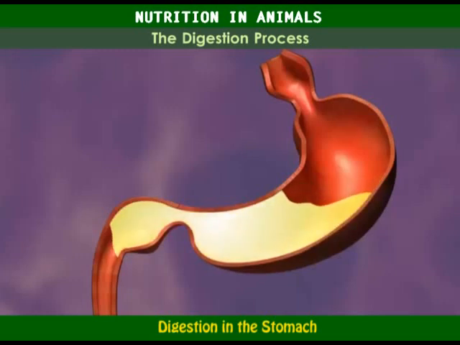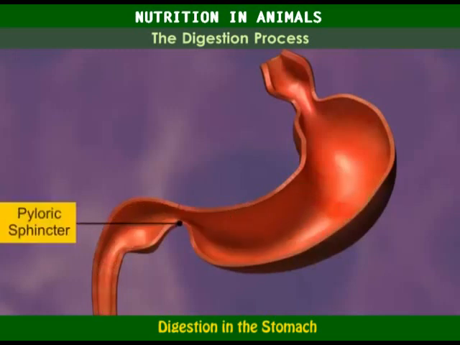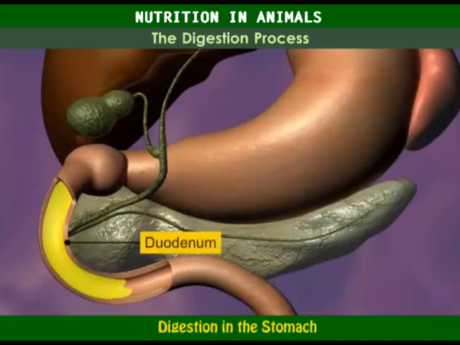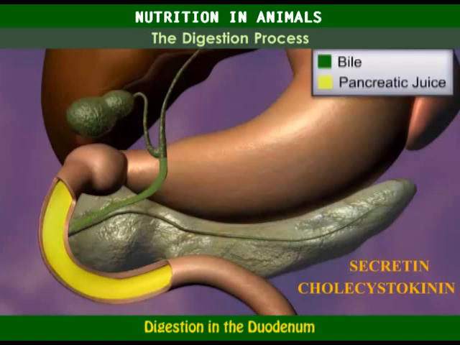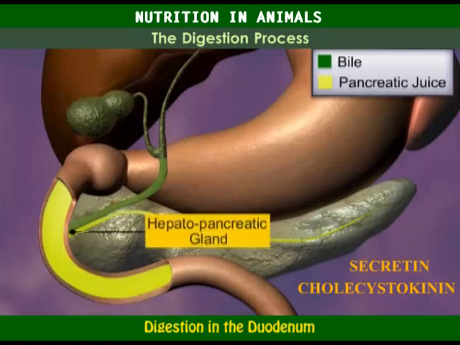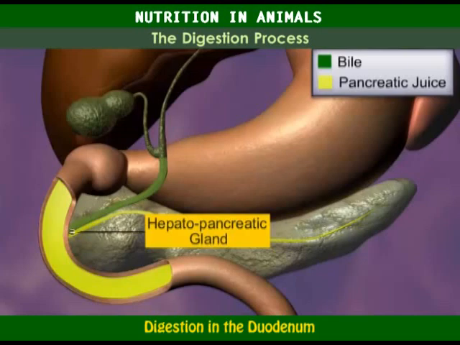The chyme from the stomach passes through the pyloric sphincter and enters the duodenum. The arrival of food in the duodenum stimulates the secretion of the hormone secretin from the pancreas and cholecystokinin from the duodenal wall. Secretin stimulates the secretion of pancreatic juice into the duodenum, while cholecystokinin stimulates the secretion of bile from the gallbladder. These secretions contain various enzymes and help in the further breakdown of food materials.